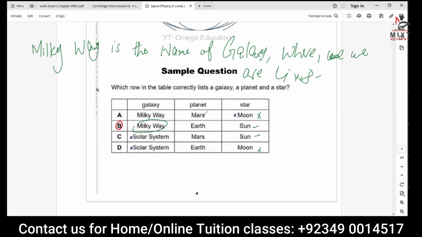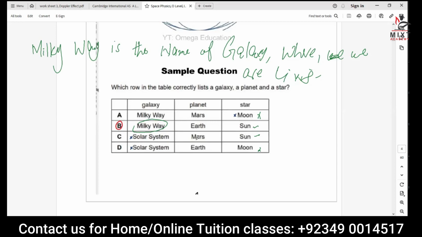Planet, as we know. Sir, what is moon? Moon is a planet, right? Yes, moon is a planet. For the Sun, moon is a planet. Moon is not a star because it is non-luminous. It doesn't have its own light. It is made of rock, so it is a planet.